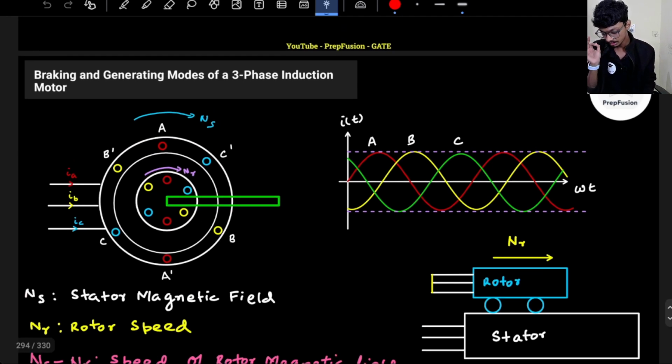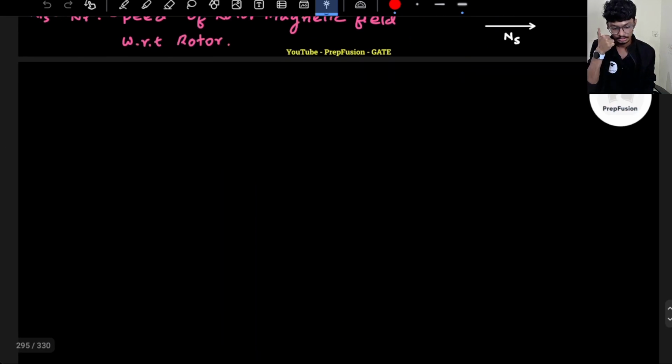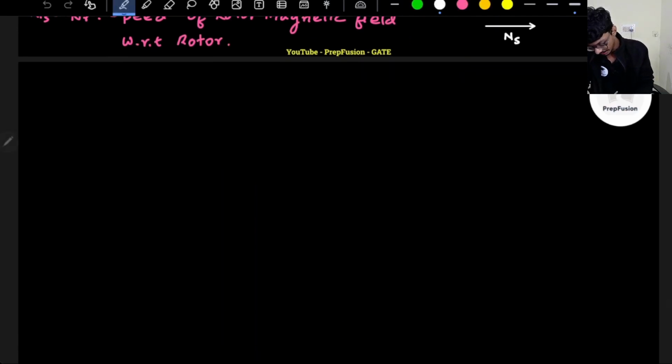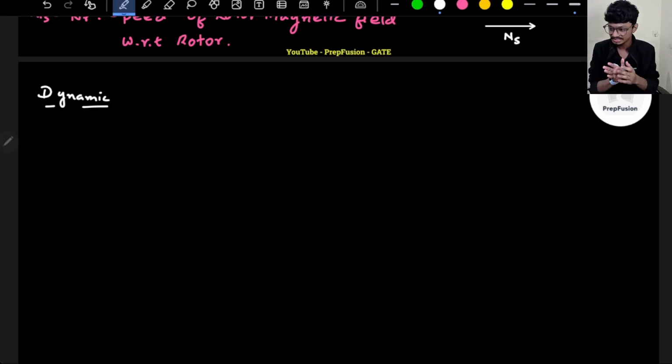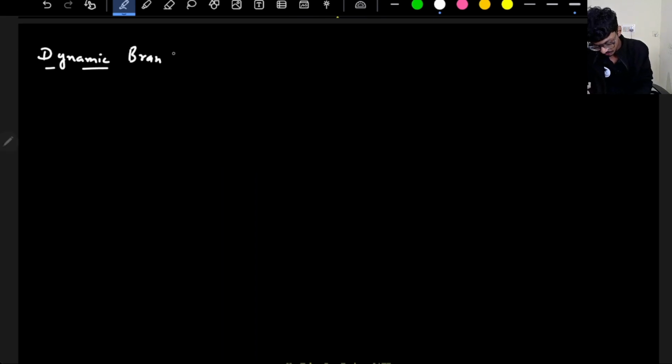Okay, so mainly there are three kinds of braking. The first one is dynamic braking, which we will be discussing now, and next we will discuss plugging, and the last one will be regenerative braking. It is similar to DC machines in the naming sense, but the working might be different. Dynamic braking is way different from what you know in DC machines. For those who have already studied DC machines, many things are different, though a few things are similar.